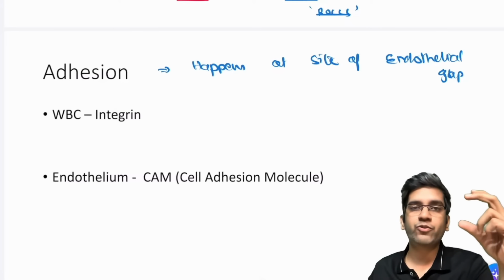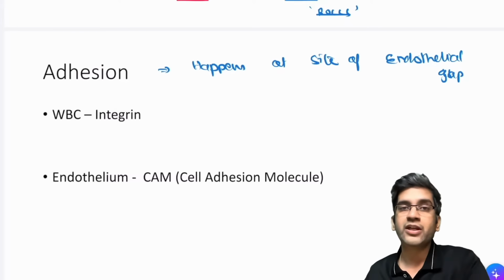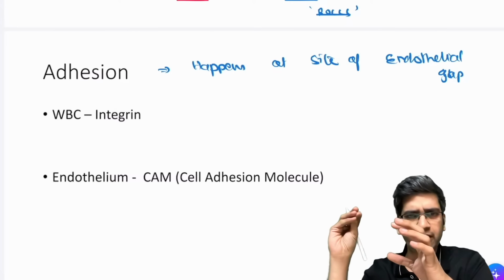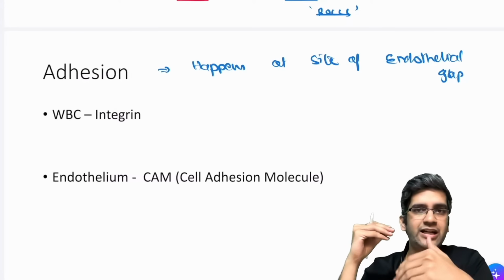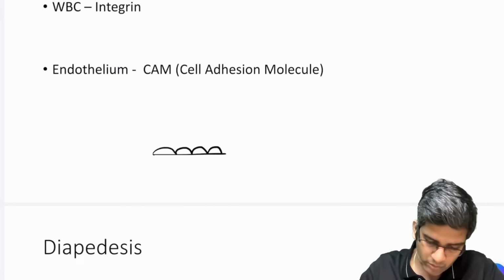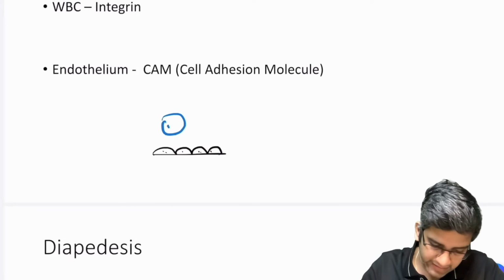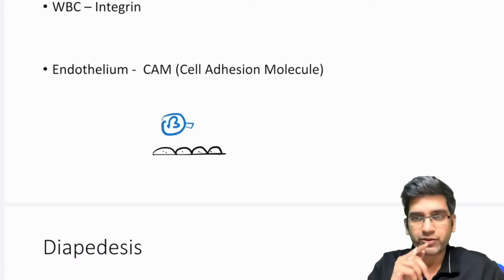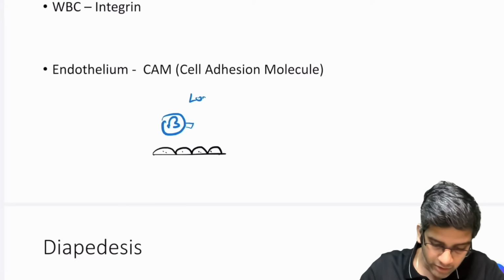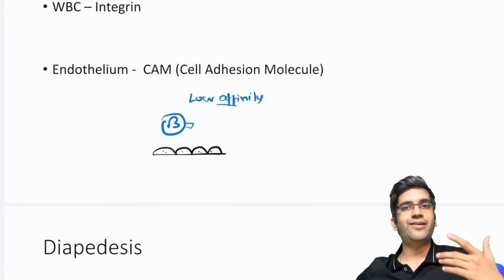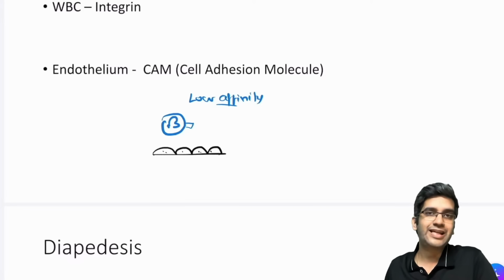In addition, I have 2 molecules again. In the WBC, I have integrins. If it's a long answer, write beta 1 integrin, beta 2 integrin. Otherwise, just write integrin. And in the endothelium, I have CAMs, cell adhesion molecules. The same way, initially what happens? My CAMs are also here. Integrin is there in the WBC. Draw something like this, like covered. Integrin normally will be in a low affinity state. When I say low affinity state, it's not ready to bind that much to a cell adhesion molecule.